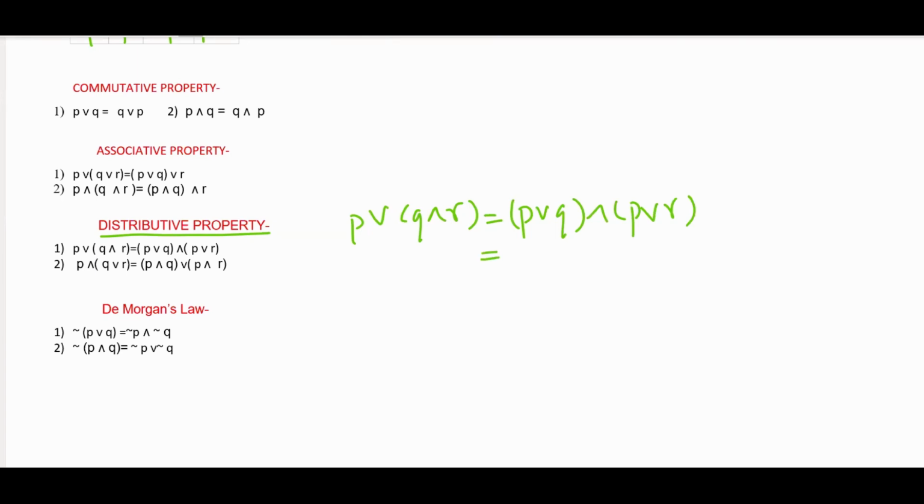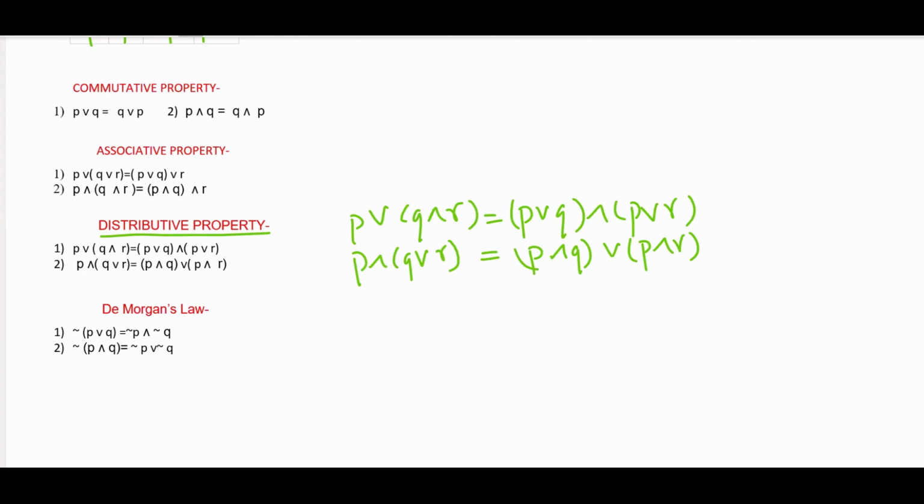And you can also apply distributive property on RHS. That means by taking P common, and then we put the sign of intersection, and then we put Q union R. This is also called distributive. We are moving from RHS to LHS. So this is called distributive property.